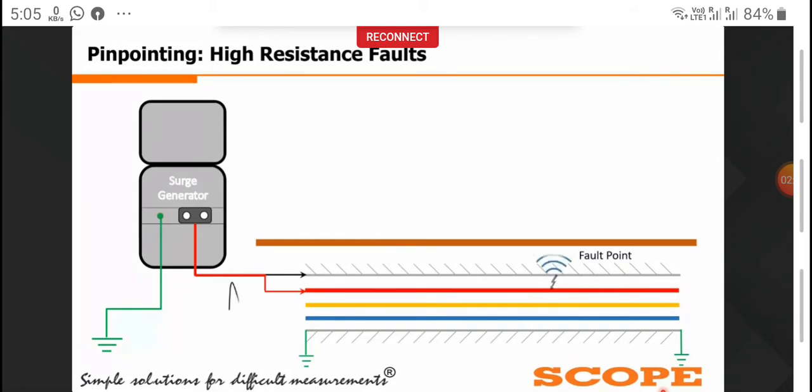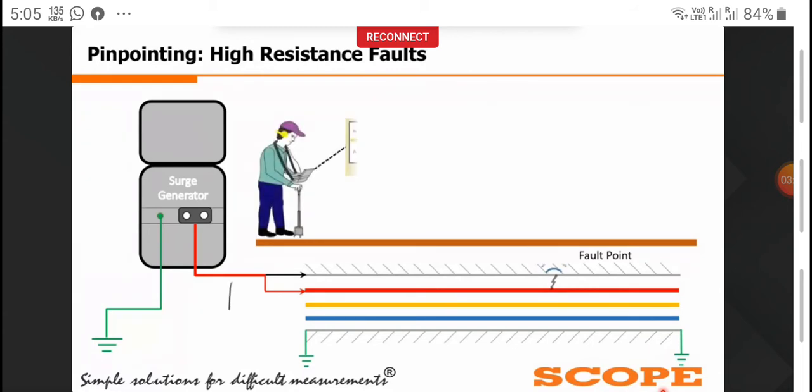Due to the breakdown of the air present at the insulation puncture, or at the high resistance fault point, there is air present at that point. This air is discharged at the fault point due to the application of high voltage DC by the surge generator. So due to these surges, at the fault point we get acoustic signals, and over the length of the cable we get electromagnetic signals.